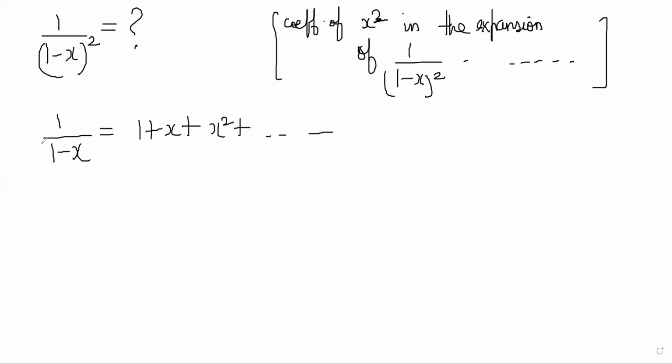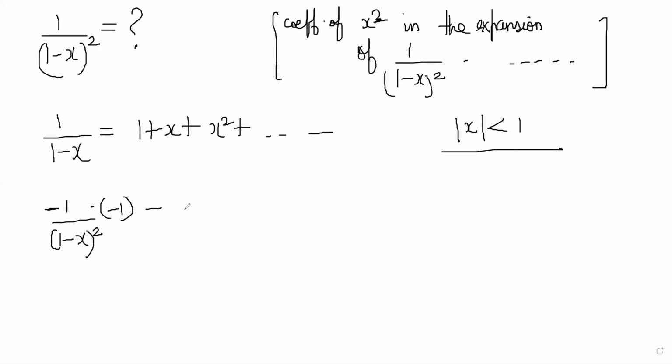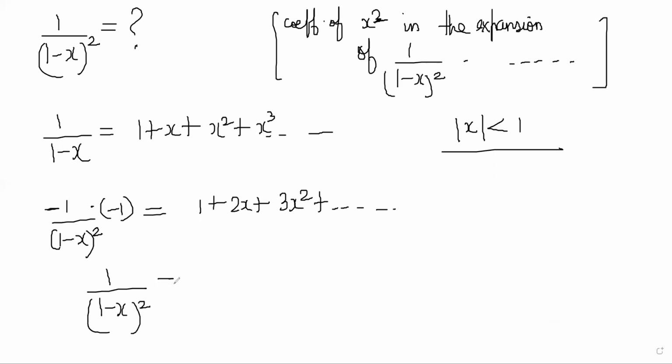Now from the theorem, it is assured that whenever this converges, which happens when this is true, in that interval, you can differentiate it and get a new power series. Differentiating it, I will get minus 1 by 1 minus x whole square multiplied by minus 1 is equal to 1 plus 2x plus, this term was x cubed, so it will be 3x square and so on, right? So now I have gotten a new series for 1 by 1 minus x square, which is 1 plus 2x plus 3x square plus so on, right?